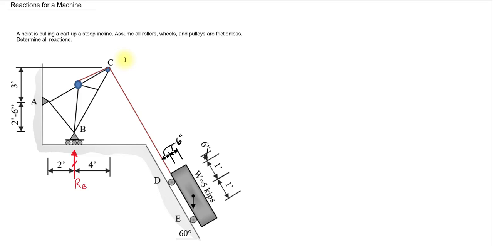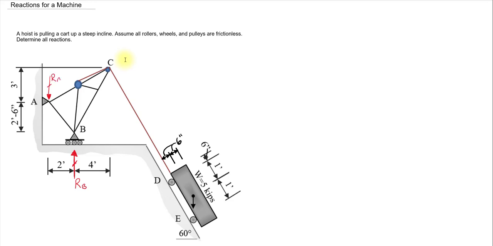A over there has a pin support, so there's going to be 2 reaction vectors: one vertical and one horizontal. I'm guessing, I don't have to be right, that the vertical reaction at A is going to be holding this whole hoist down, because it looks like it's going to want to roll clockwise if this cart were to pull it down. So I'm thinking this reaction is going to be acting downward. Again, if I'm wrong, I'll just get a negative number, no big deal.